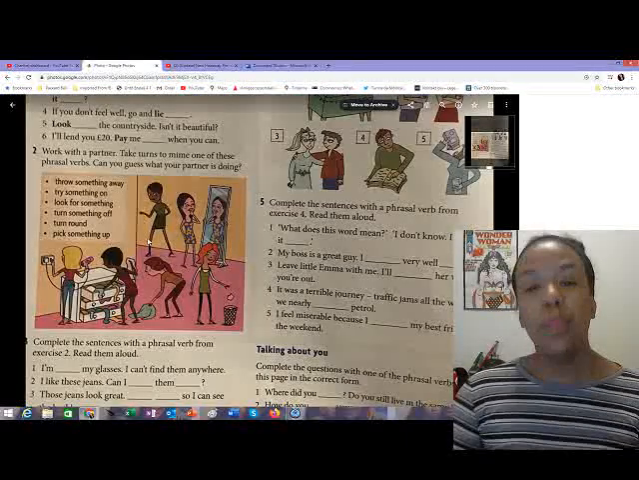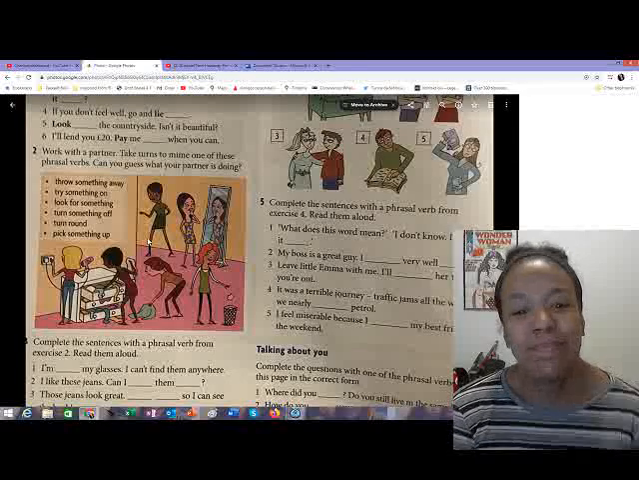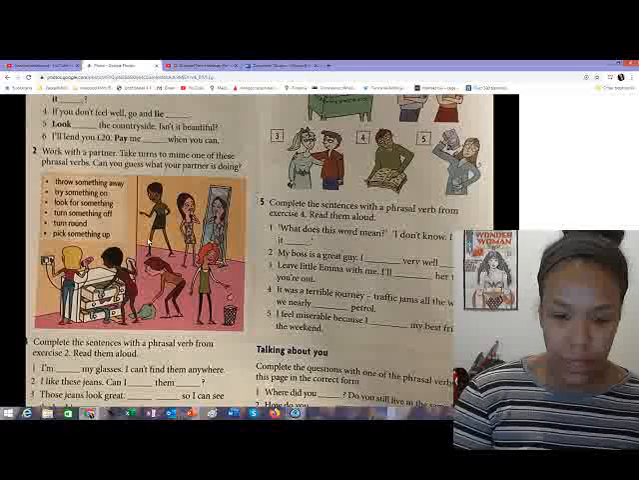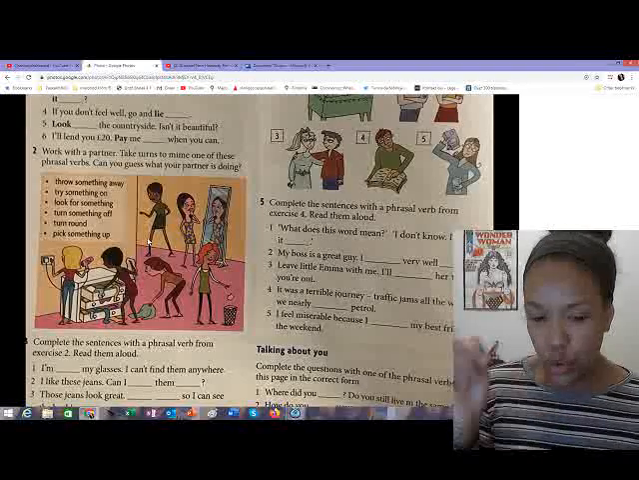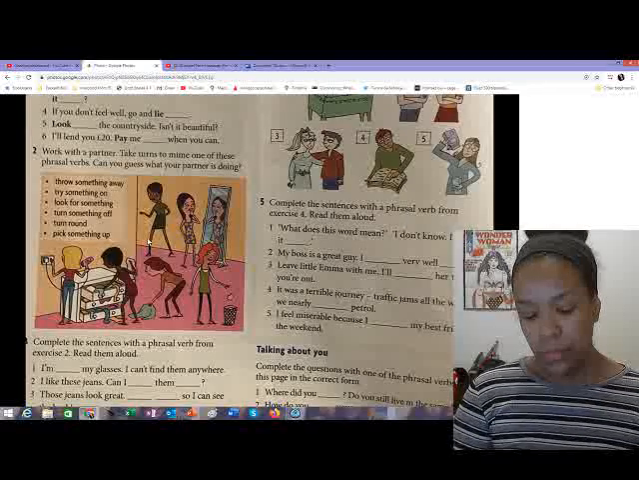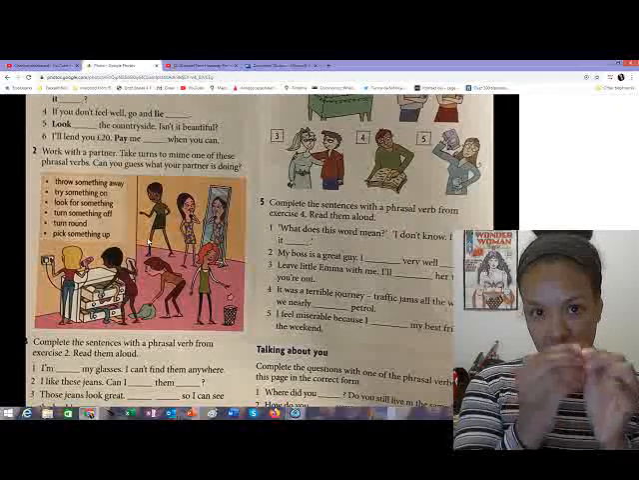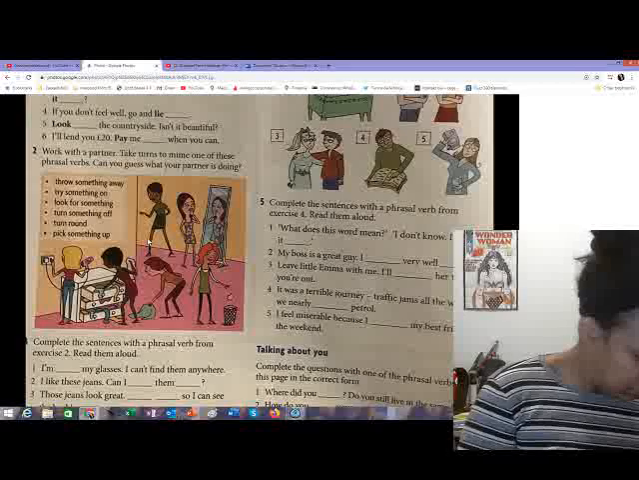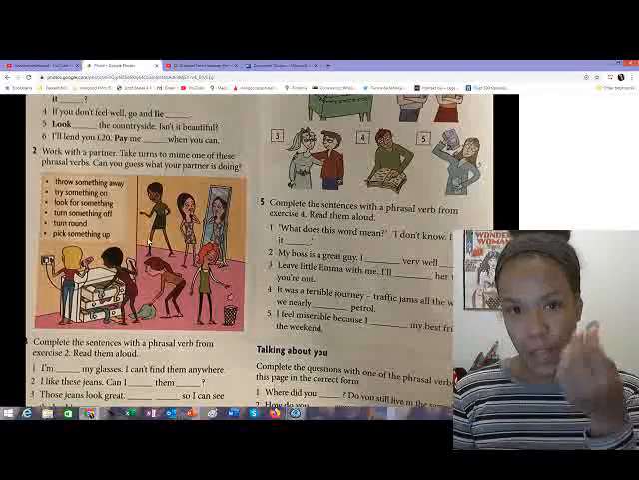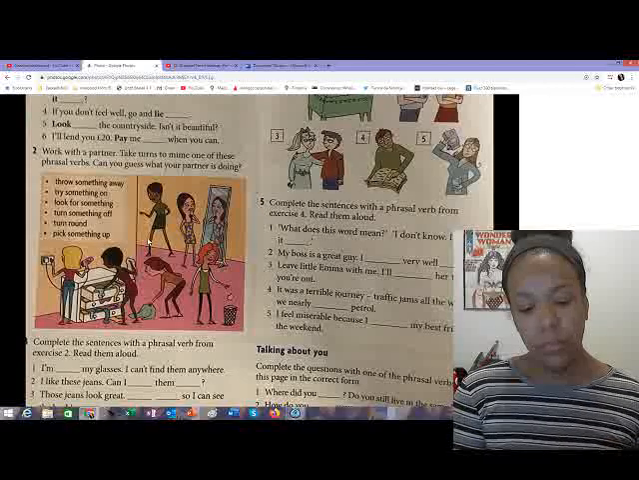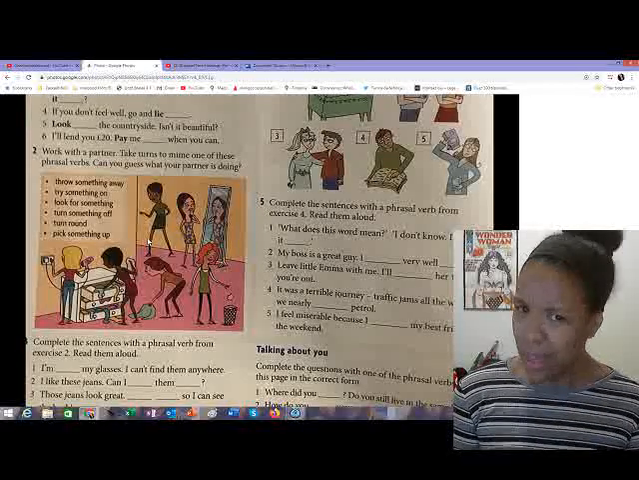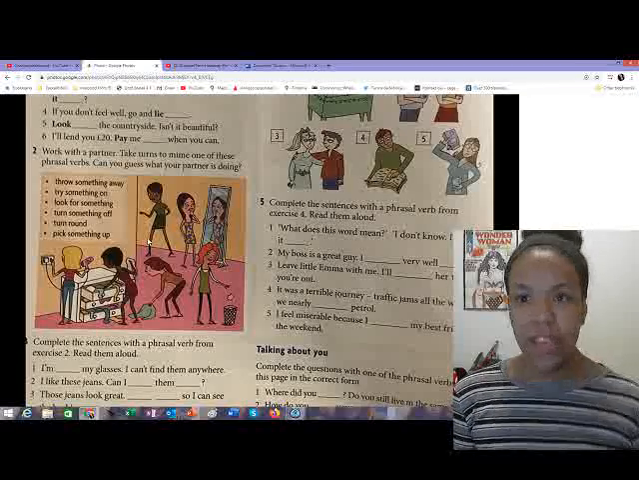To pick something up. If I drop something, for example, this coin, if I drop it, then I can pick it up. To pick up the coin. I don't even know what this coin is, and it doesn't really matter, does it? But to pick something up.